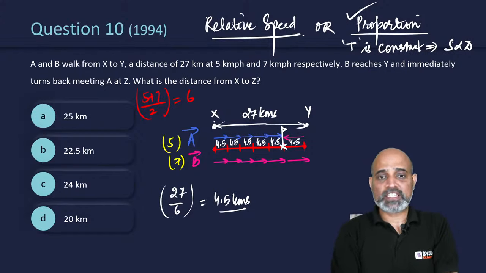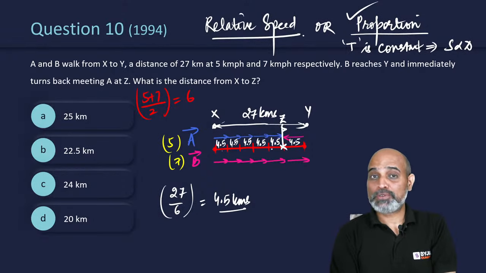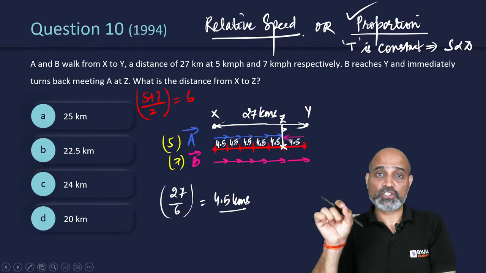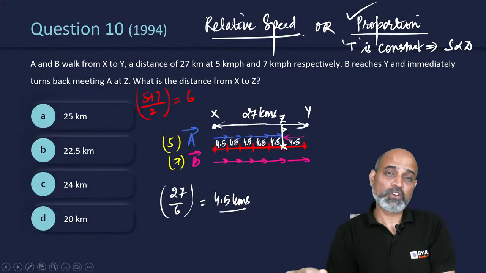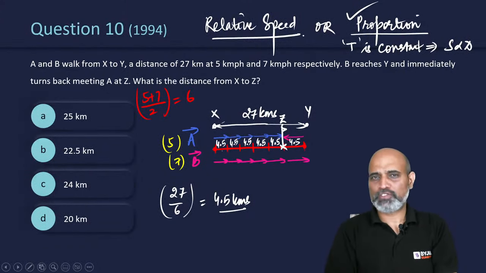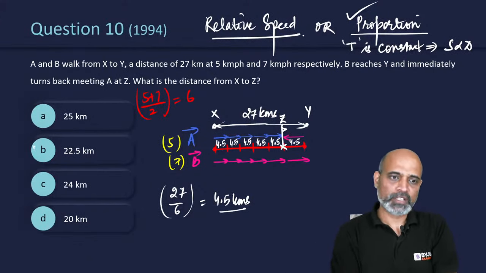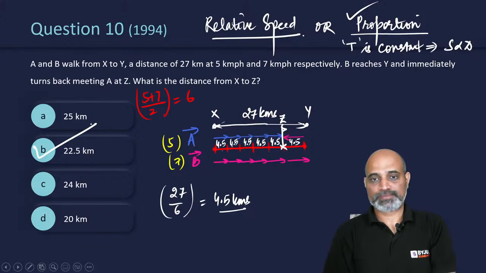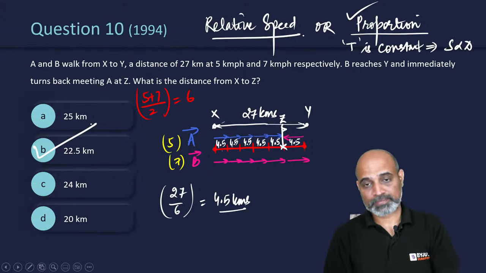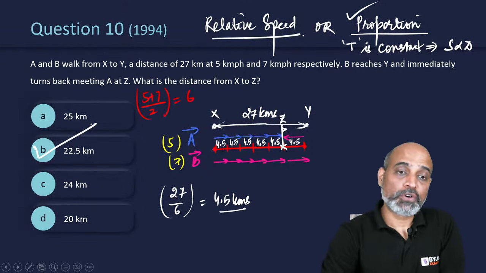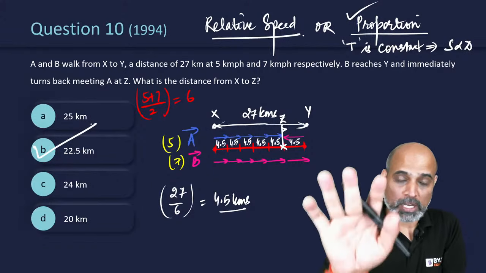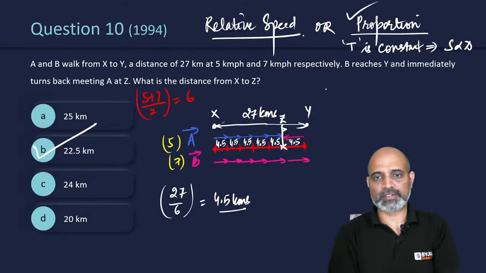So what is the distance from X to Z? 4.5 into 5. There are 5 segments, each of length 4.5. So 4.5 into 5. 4 into 5, 20 hota hai. 4.5 into 5 will be more than 20, and in point, B becomes our answer. So ये proper solution हो गया. The next approach could have been without using this approach. Options use कर लेते हैं.